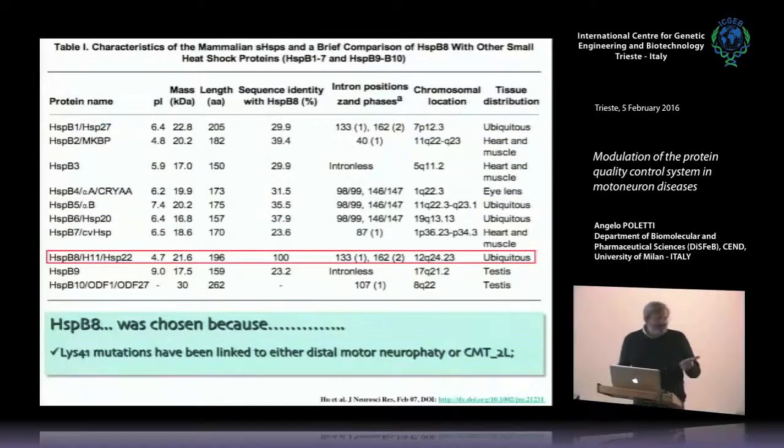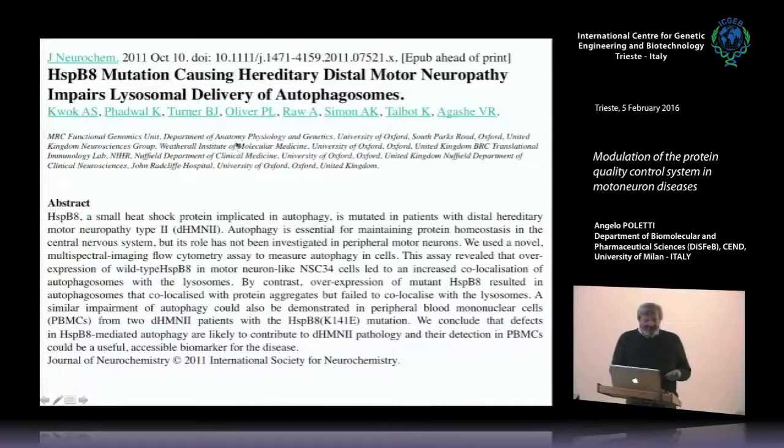First of all, HSPB8 is mutated in Charcot-Marie-Tooth disease, or distal motor neuropathy, which is a motor neuron disorder, so it may have an impact on motor neurons. Second, the mutation of HSPB8 causes altered lysosomal delivery to the autophagosome, so impairment of HSPB8 activity in this disease is involved in the autophagic pathway.